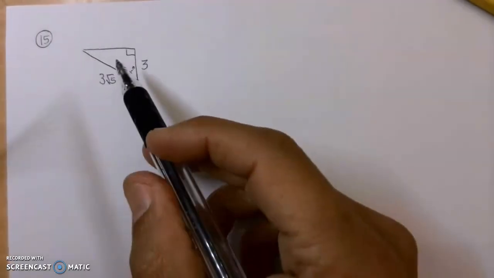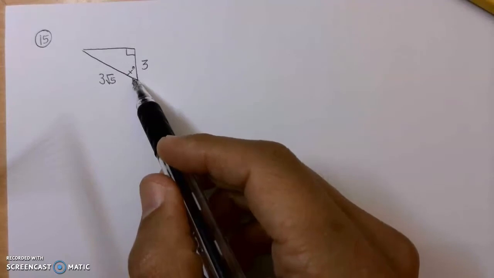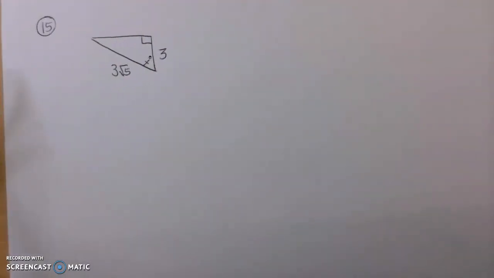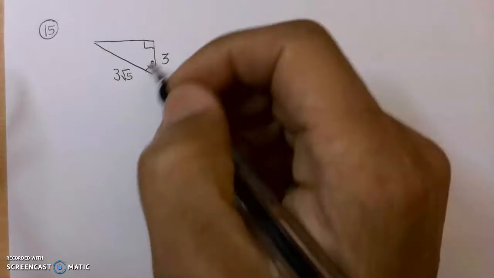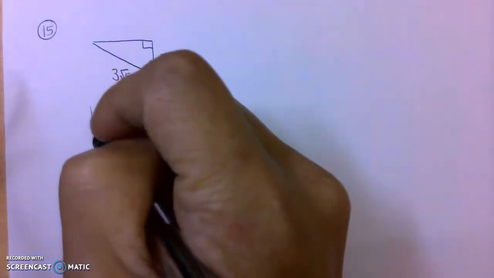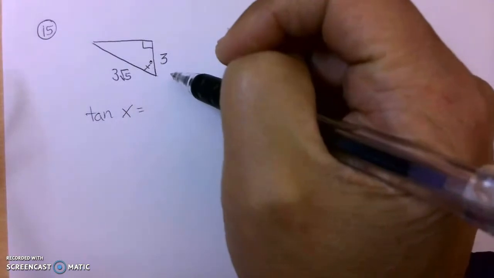Okay, we are going to do some problems here on page 435, starting with number 15. Basically, you've got a right triangle here, and you're going to figure out this degree. Now, what we have seen is when you have a missing angle, you use the inverse tangent. And we would always say tangent of the angle is equal to opposite over adjacent.